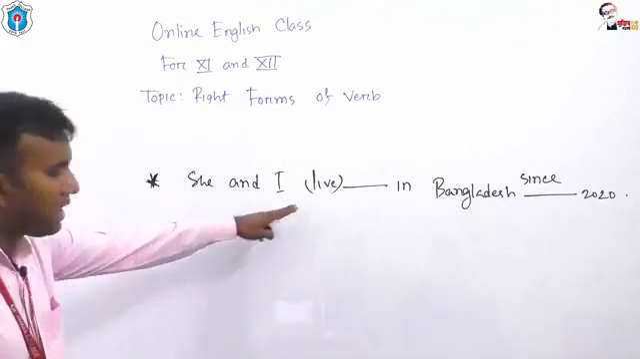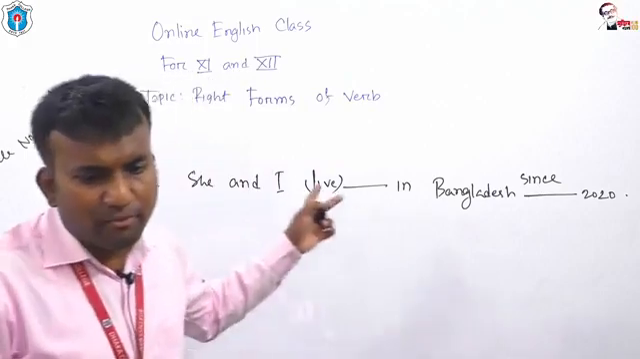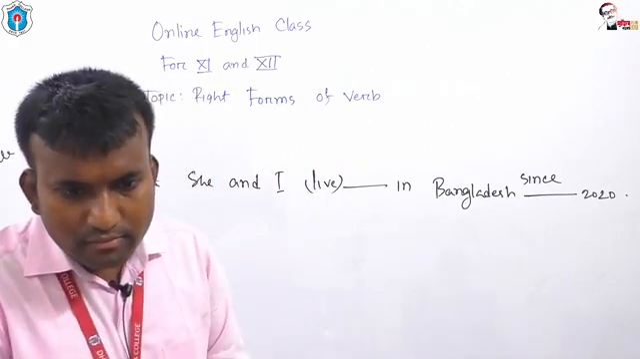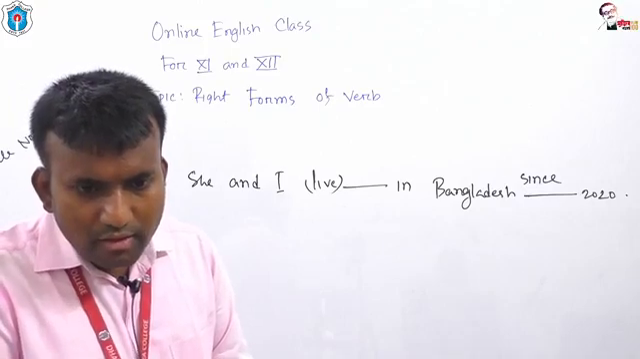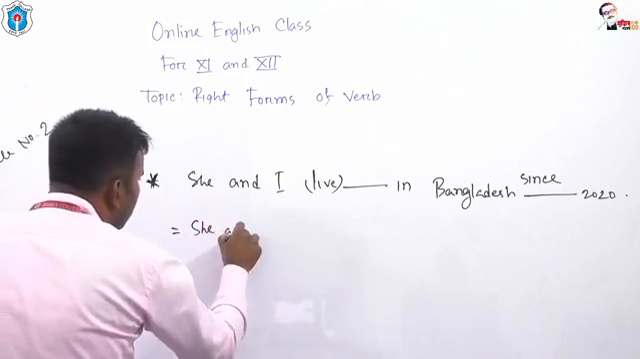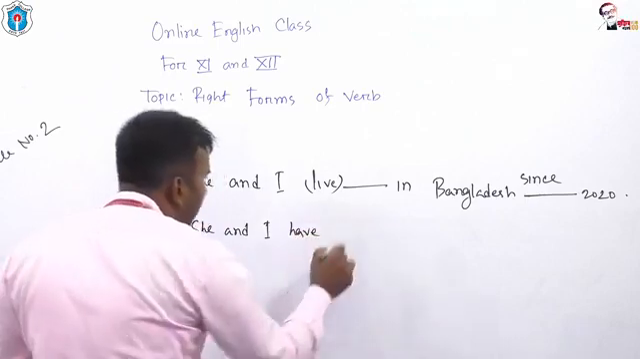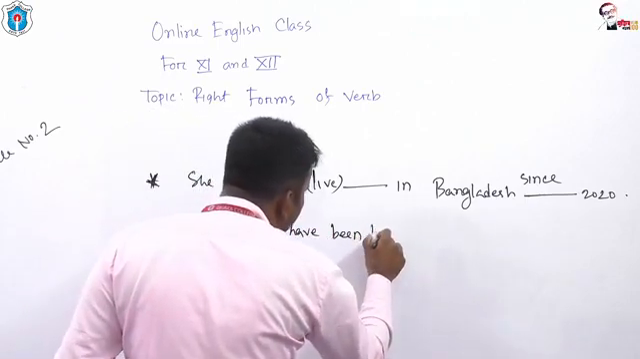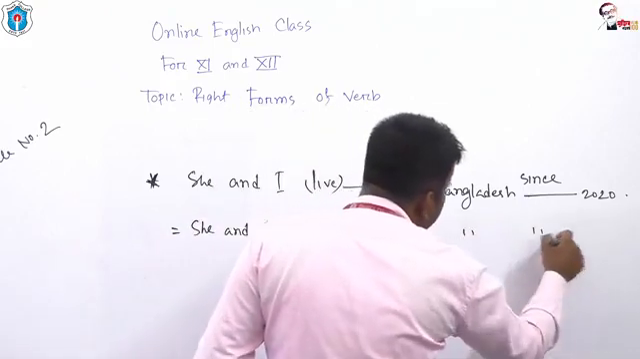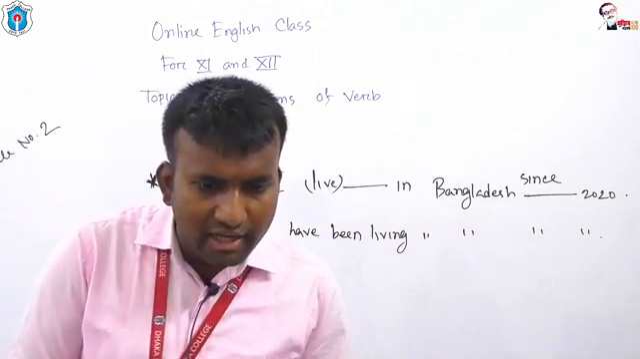Now give me the right forms of verb. Try to identify the right forms of verb. Yes, thank you. So the answer should be: she and I have been living in Bangladesh since 2020. She and I have been living.